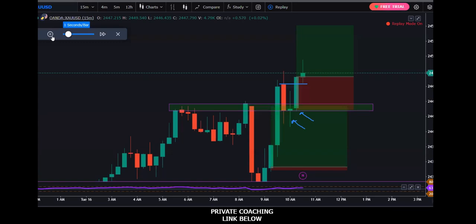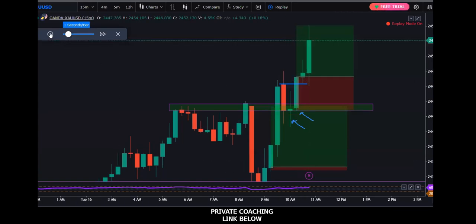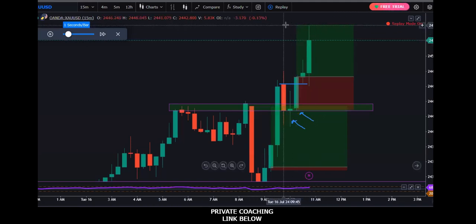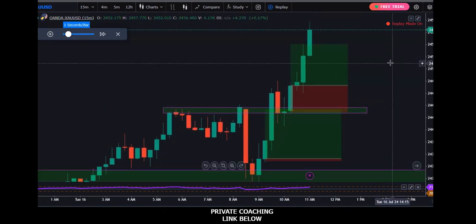Let's see. Okay, another bullish candle, that's good, and another bullish candle, and as you can see, it did go straight into TP, and the next candle just continued going. Okay guys, so there are endless opportunities that you can take every single day in the market.